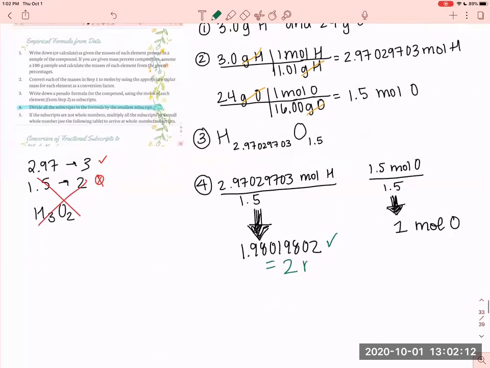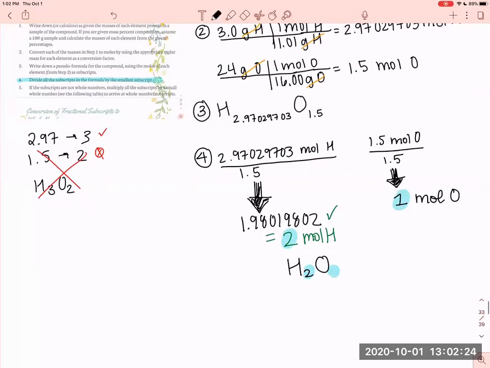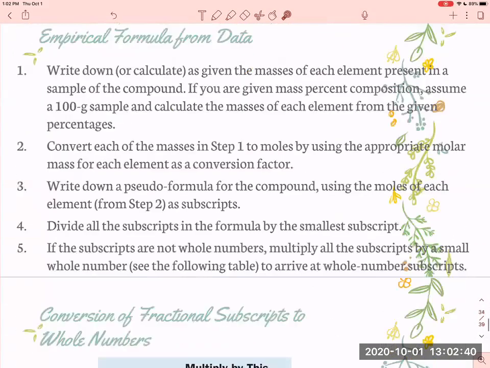So I have 2 mole of H, 1 mole of O, and we get our familiar H2O. These numbers become the subscripts of our formula. This is your empirical formula of water. And I want you just to take a look really quick at this last step. We didn't do this last step. I'm going to talk about it though.